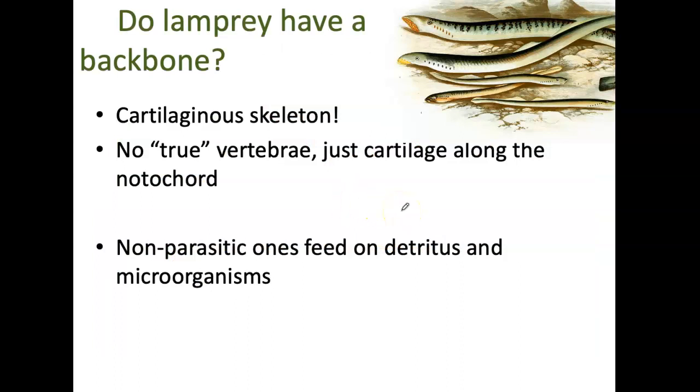Do they have a backbone? Well, they have a cartilaginous skeleton, and they don't really have a true vertebrae like we think of our vertebrae, but just cartilage along this notochord. So it's kind of like the beginning of vertebrae. There are some that are not parasites, and those just feed on detritus, which means dead material, and microorganisms. So decaying plants and organisms that are just dead, and they will feed on that. That's a lamprey.